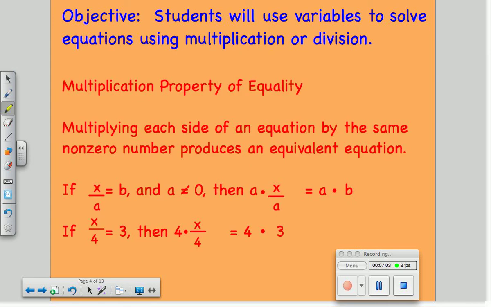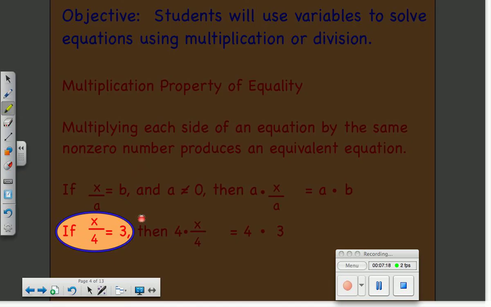The multiplication property of equality, you don't have to write this down, says that if you multiply on one side, you have to multiply by the same on the other side. So, I'm looking at this. If I have x divided by 4 is equal to 3, and I want my x by itself, what am I doing with x? I'm dividing. What's the inverse of division? Multiplication.